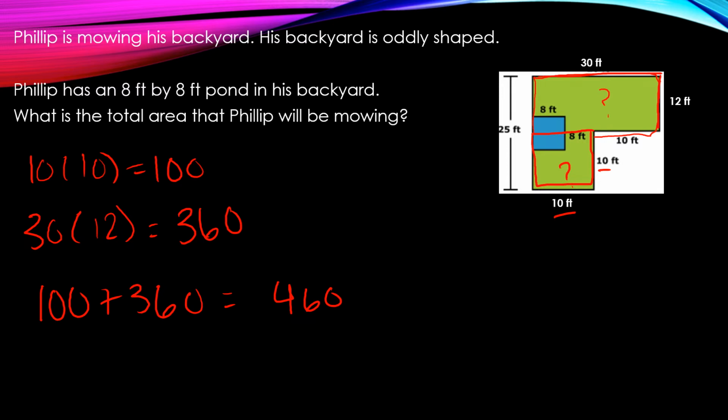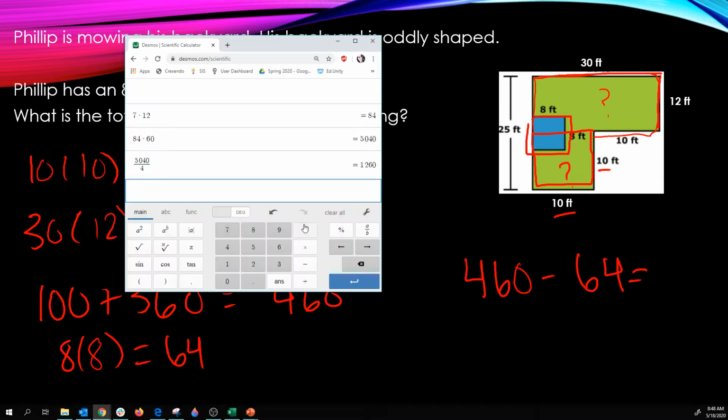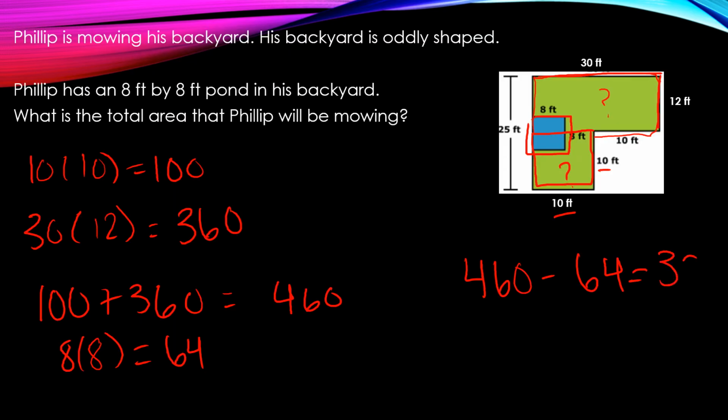Now what we need to do is subtract the area of his pond. So his pond is going to be an 8 by 8 square, which is going to give me 64. So if I take that 460, which is the total area of his backyard, and subtract 64, that is going to tell me the area of how much of his backyard he is going to be mowing. And when I subtract them, I get 396. So he will be mowing 396 square feet of his backyard.